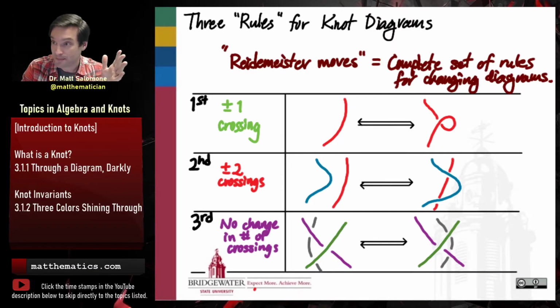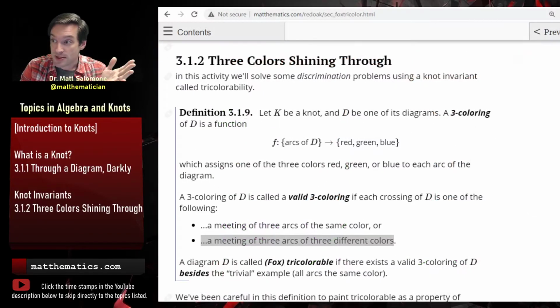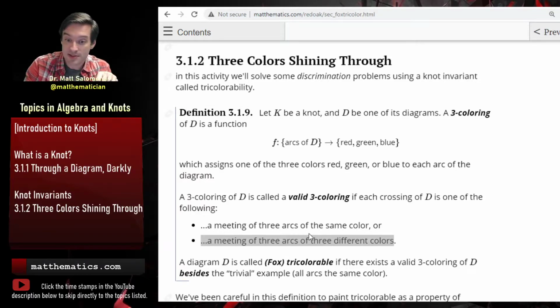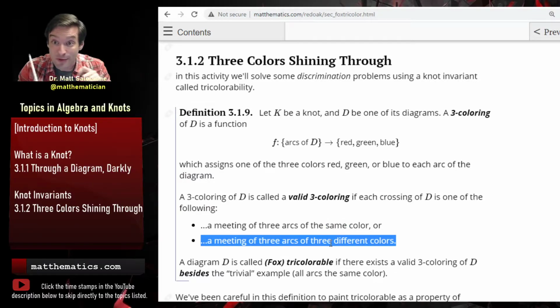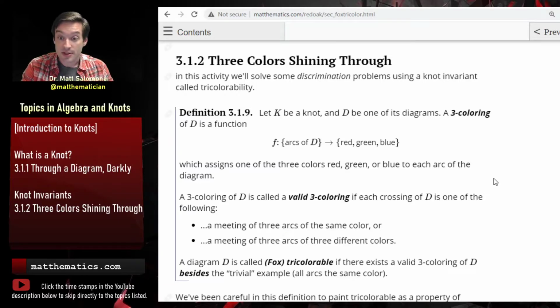And that's it. It bears mention, too, that we can mix and match these two different types of crossings within a given diagram. So not every crossing has to be all three the same, or not every crossing has to be all three different. We can have some crossings be three of the same. We can have other crossings be all three different, as long as every crossing is one of those or the other. Does that make sense? And if such a coloration exists for my diagram, then we call that diagram tricolorable.